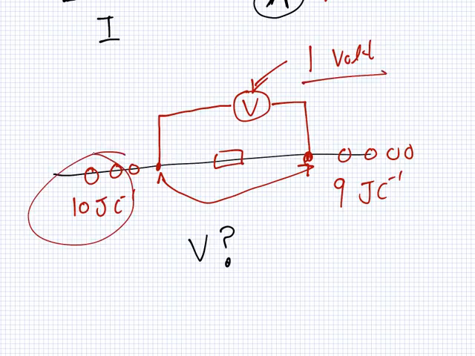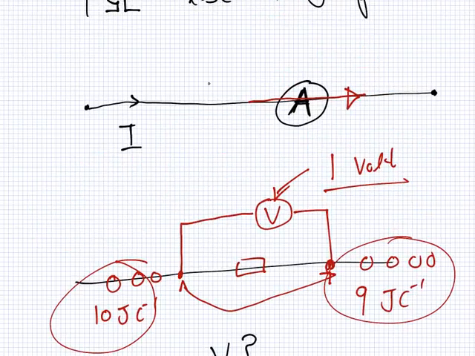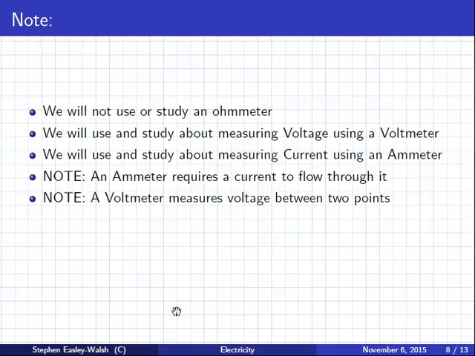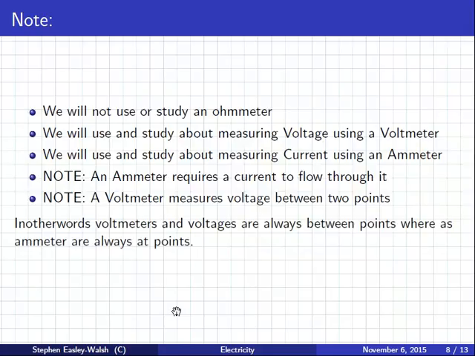It cannot tell you there was 10 here, and it cannot tell you there's 9 here. It can only tell you the gain or loss, the voltage between 2 points. But the ammeter can tell you how much current passes through it. The voltmeter cannot do this. So please remember that when you're using a voltmeter. We say the change is 1 volt between A and B, for example. So the voltmeter requires 2 points to work. In other words, voltmeters are always between 2 points.